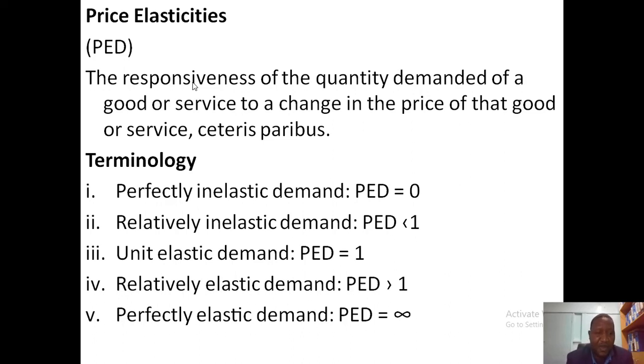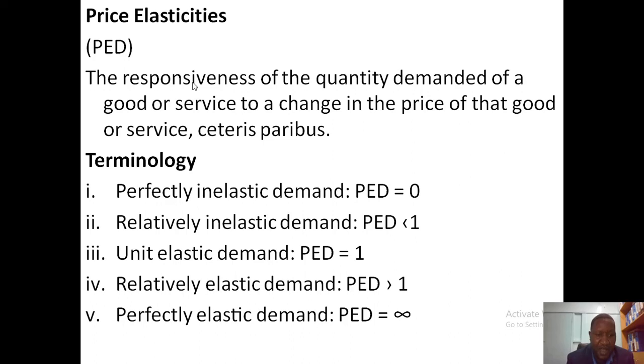Then you have terminology number 3, which is the unit elastic demand. This is where the PED equals 1. So when you have the PED measured equal to 1, then you say we have unit elastic demand. It simply means that the percentage change in price causes the same percentage change in quantity demanded.